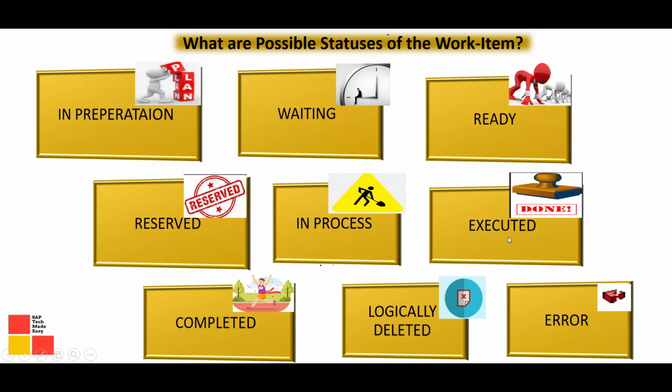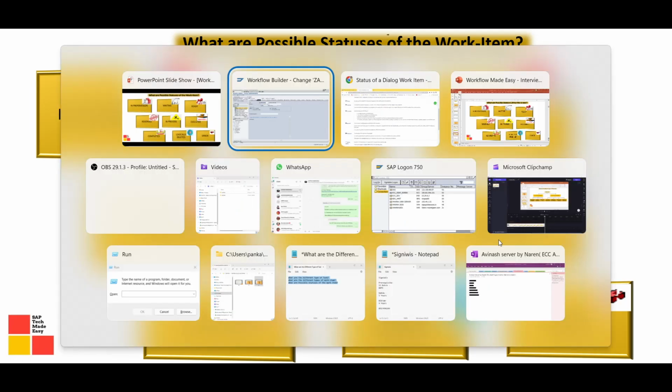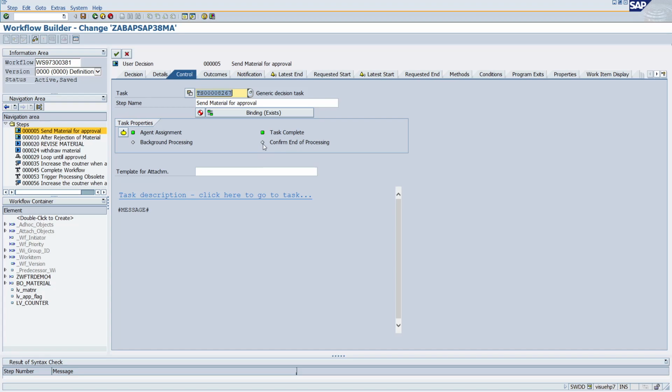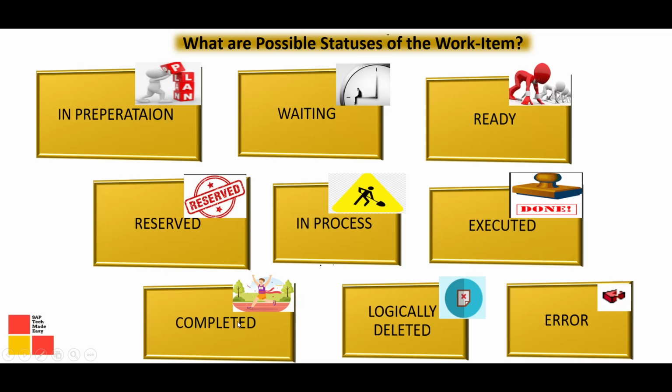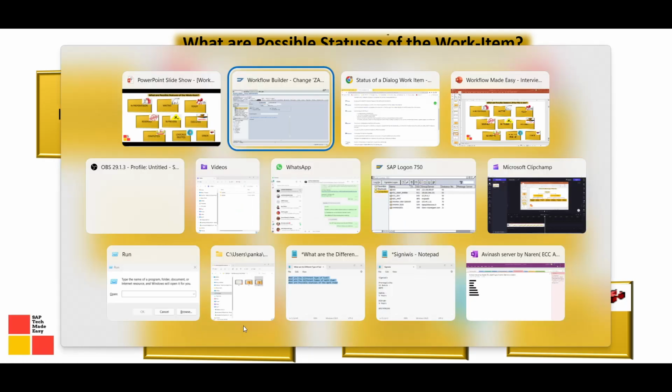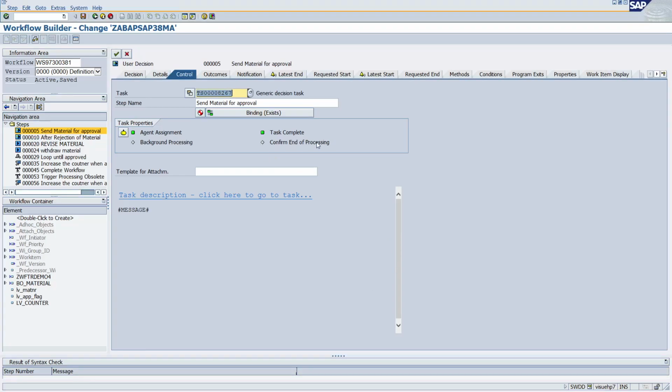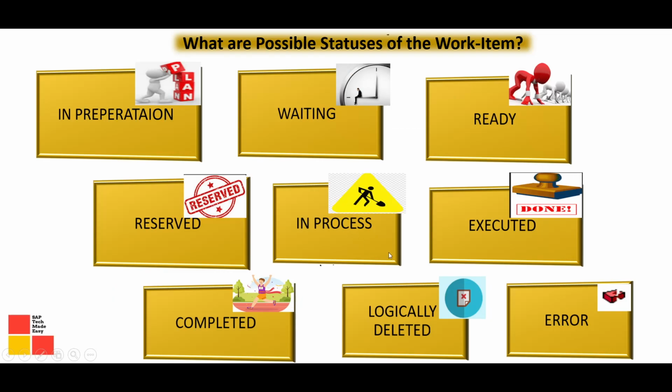The Executed status is just before the status of Completed. If you have not selected this particular property for a task, then your work item status will directly go into the Completed status. But if you have selected this property, confirm end of processing, then first it will go into Executed. And once you confirm the end of processing, then it will go into the Completed status.